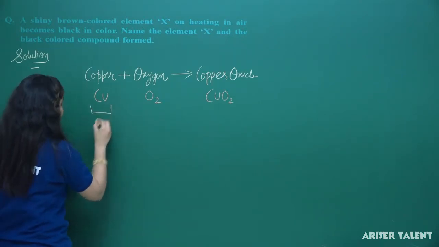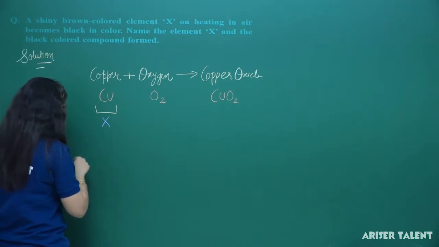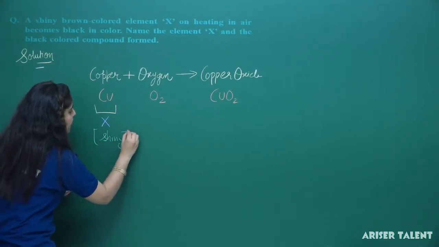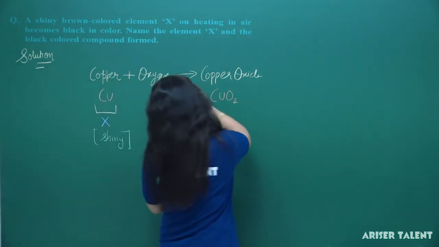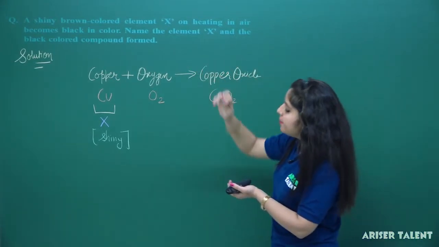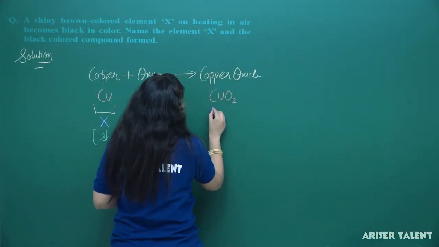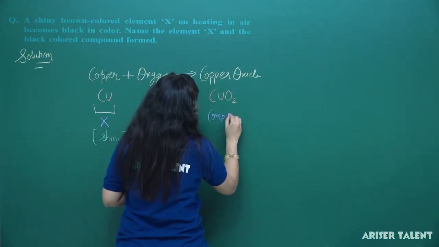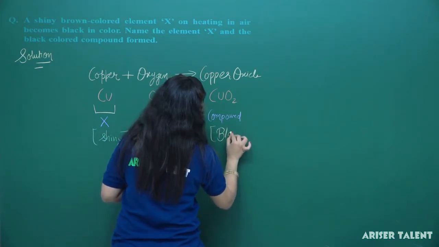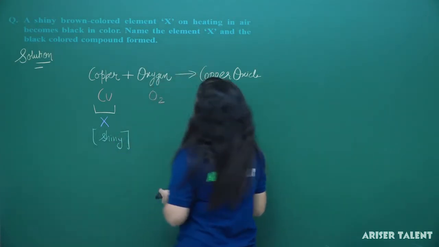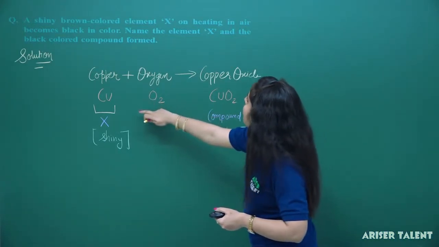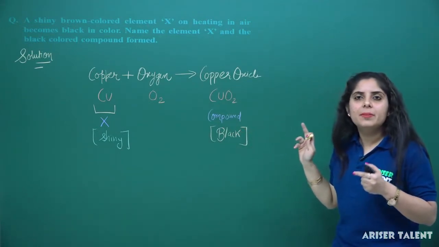Now what will happen in this case? This is the element X. The element X is basically shiny and lustrous. Now on heating in the presence of oxygen, it has been converted into copper oxide, which is basically black in color. So the compound obtained here will be black in color. So the element X, that is shiny, will be copper, and the compound formed in black color will be copper oxide.